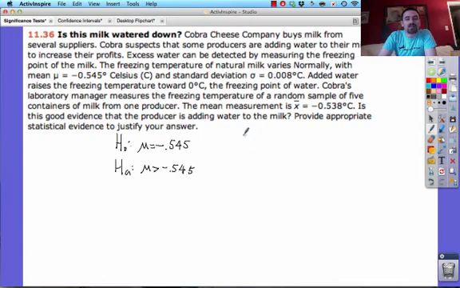Now we do our test statistic. We're trying to figure out Z. First of all, let's take a look at something. They tell us something very interesting here. They tell us that the freezing temperature of the milk varies normally. That means that the original distribution was normal. Remember, we need that if we're doing sampling distributions. We need to know the original distribution is normal or our sample size is large.